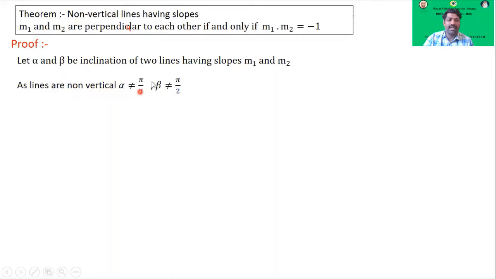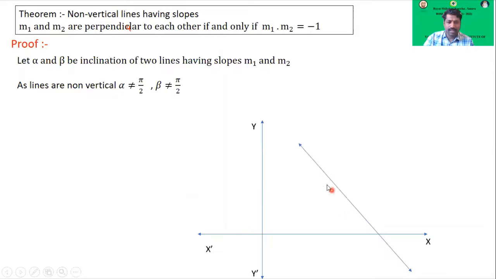As the lines are non-vertical, alpha is not equal to pi by 2, beta is not equal to pi by 2. So both the lines are non-vertical, so their inclinations must be different from pi by 2. So this is the coordinate system. This line makes an angle alpha with the positive direction of the x-axis, and the second line makes an angle beta with the positive direction of the x-axis, and both the lines are perpendicular to each other. Now alpha is the inclination of this line, so m1 is equal to tan alpha, and beta is the inclination of this second line, so m2 is equal to tan beta.